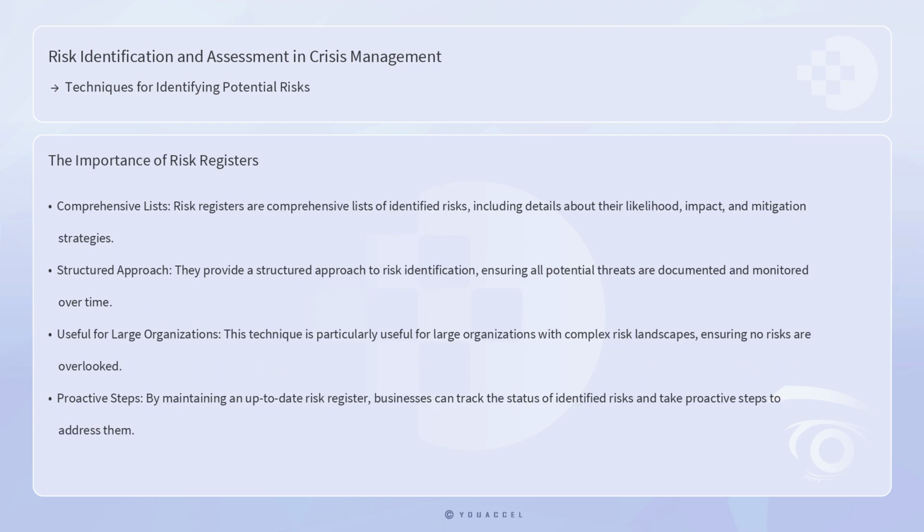Another important technique is the use of risk registers, which are comprehensive lists of identified risks, including details about their likelihood, impact, and mitigation strategies. Risk registers provide a structured approach to risk identification, ensuring that all potential threats are documented and monitored over time. This technique is particularly useful for large organizations with complex risk landscapes, as it helps ensure that no risks are overlooked. By maintaining an up-to-date risk register, businesses can track the status of identified risks and take proactive steps to address them.